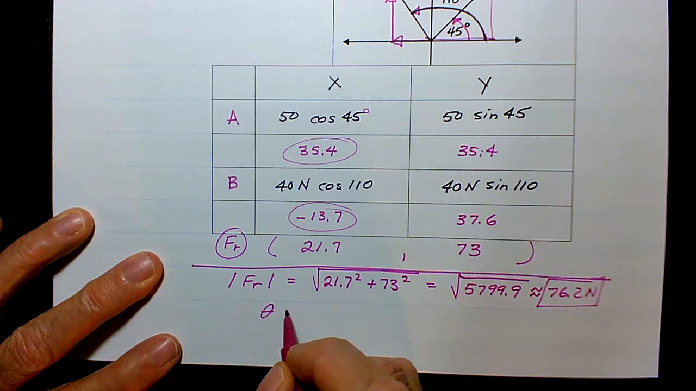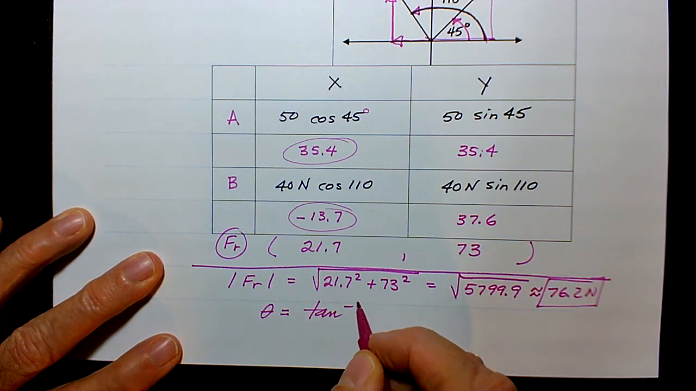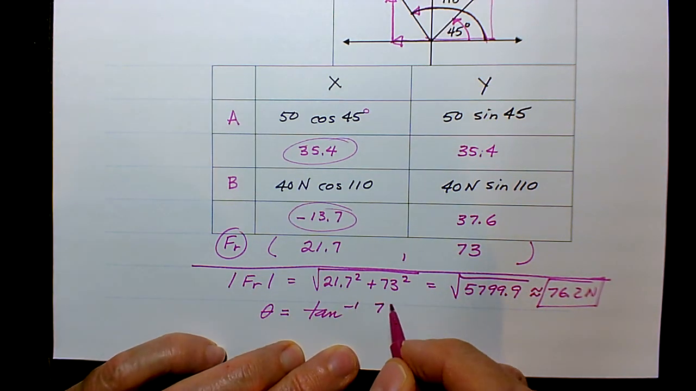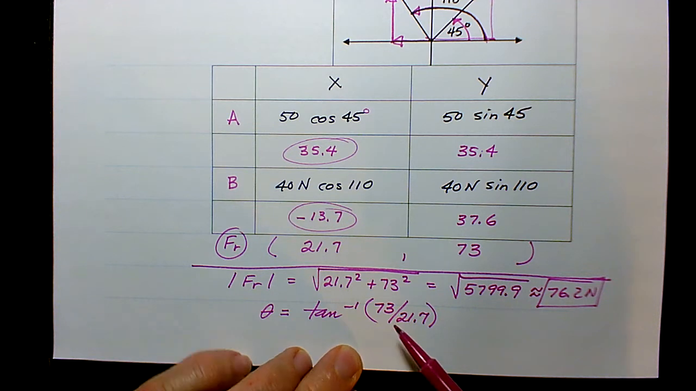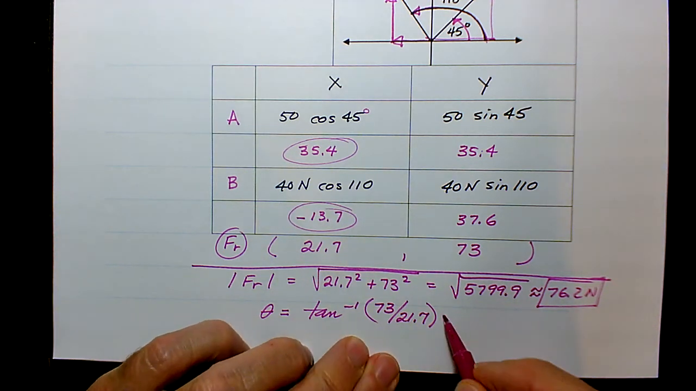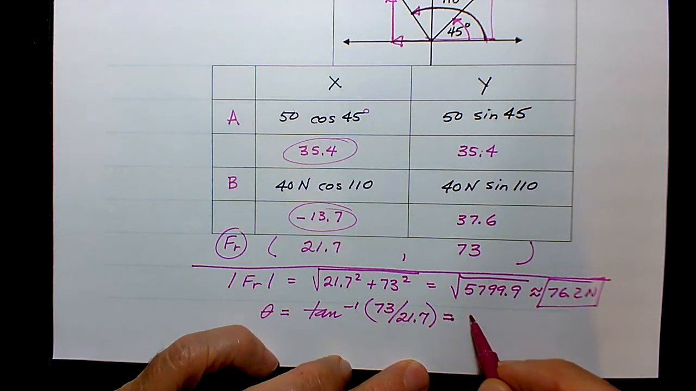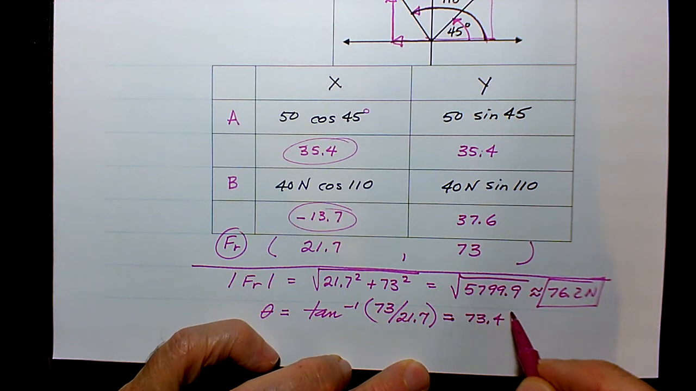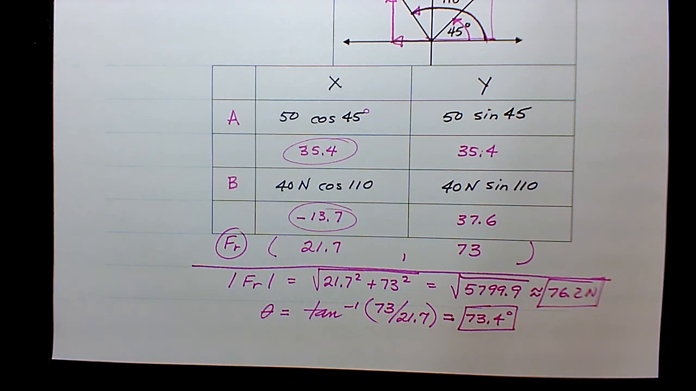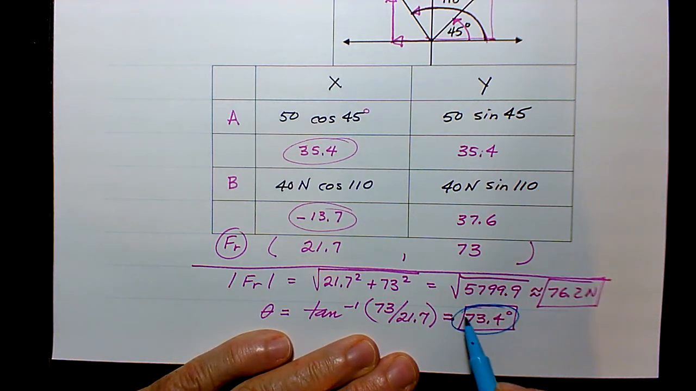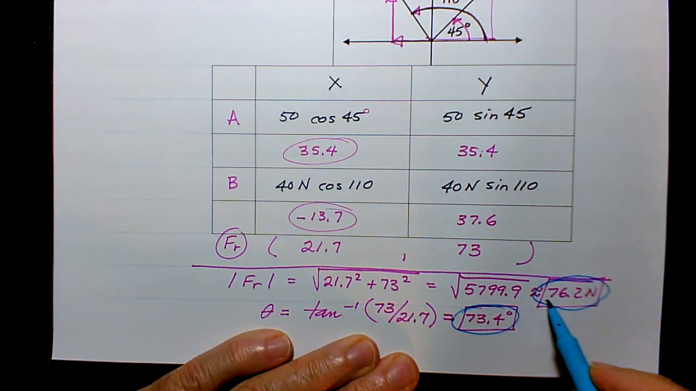The direction is given by the inverse tangent of the y component over the x component. So it's always the y component over the x component, and this is going to give us an angle of 73.4 degrees. So the thing that inverse tan will always return is a reference angle. And so the magnitude is not a problem.